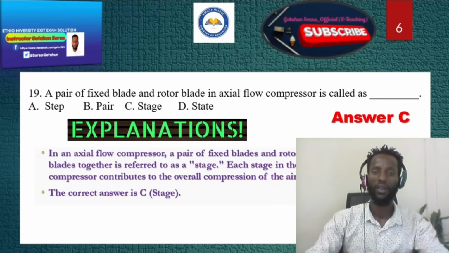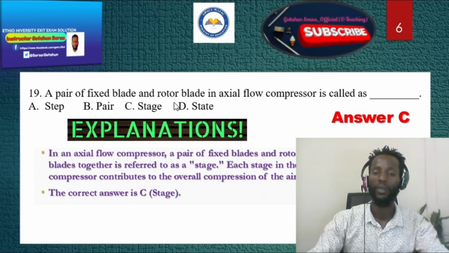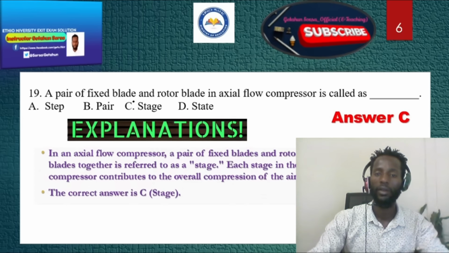Okay, the next question. A pair of fixed blade and rotor blade in an axial flow compressor is called: A, step, B, pair, C, stage, D, state. So in an axial flow compressor, a pair of fixed blade and rotor blade together is referred to as a stage. And in each stage, the compressor contributes to the overall compression of the air. So the correct answer is C, which is stage.